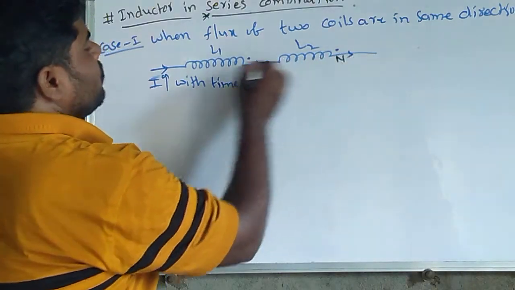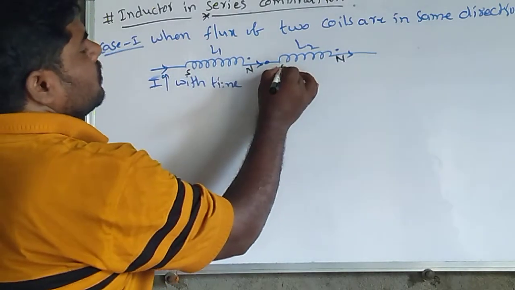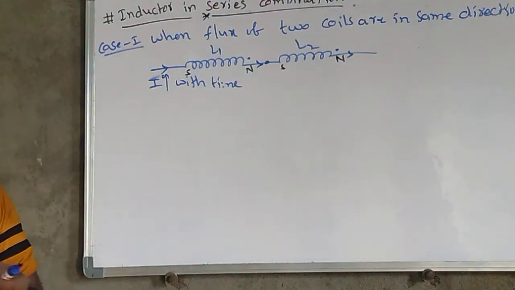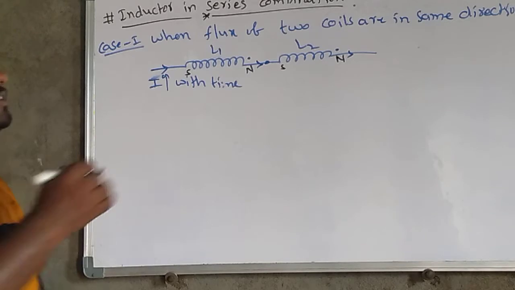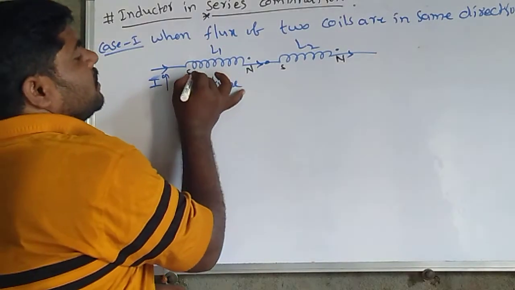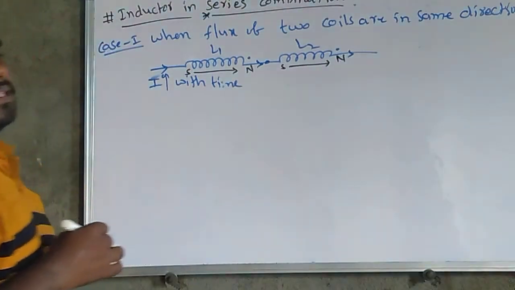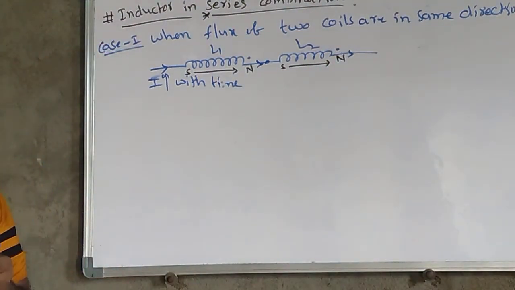Here also is the north pole, and this is the south pole. This one is also a south pole. So here, the magnetic flux direction inside this inductor is always south to north, the same direction.